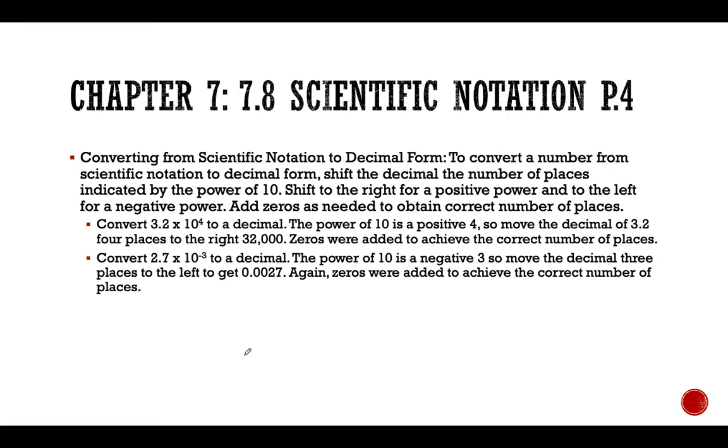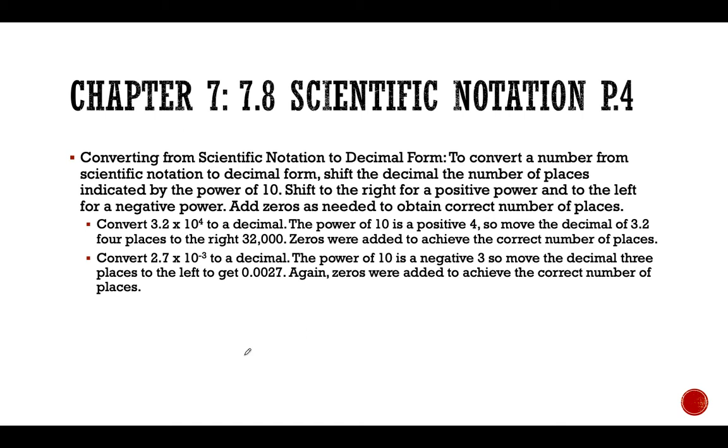Sometimes you need to convert from scientific notation to decimal form. To convert a number from scientific notation to decimal form, shift the decimal the number of places indicated by the power of 10, shift to the right for a positive number and to the left for a negative number, and then add zeros as placeholders. When we convert 3.2 times 10 to the 4 to a decimal, the power of 10 is a positive 4, so we're going to move the decimal 4 places to the right to come up with 32,000.